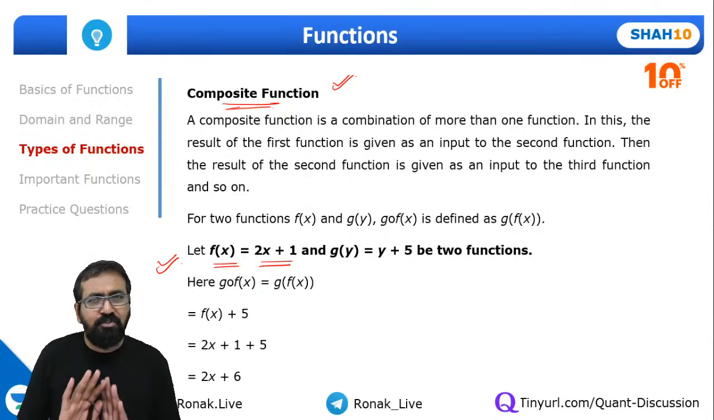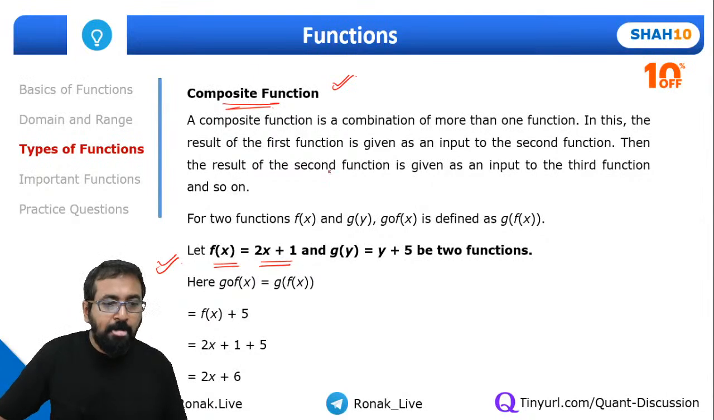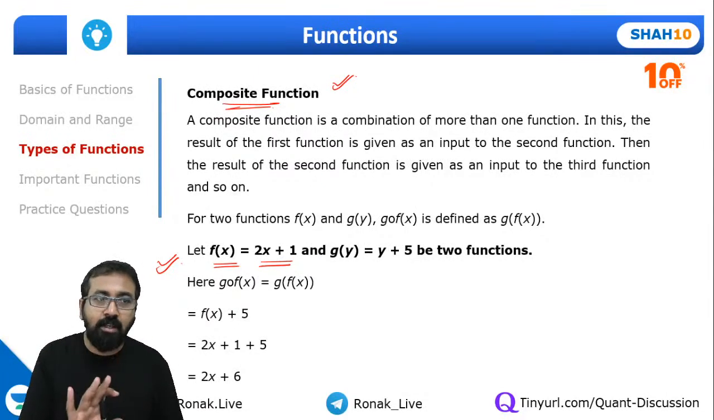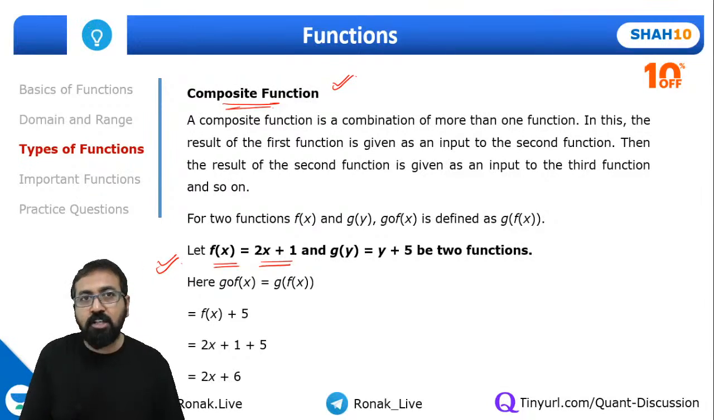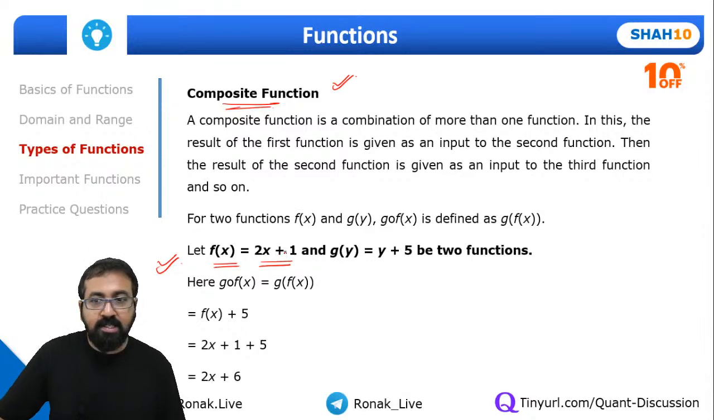So you really need to be clear about this. It's a very simple concept. It is far simpler than progression and set theory and all, because for functions, there are no rules of the game. You just need to understand certain concepts and apply all your number properties and other things that we have learned in the past. So f of x is equal to 2x plus 1 and g of y equal to y plus 5.